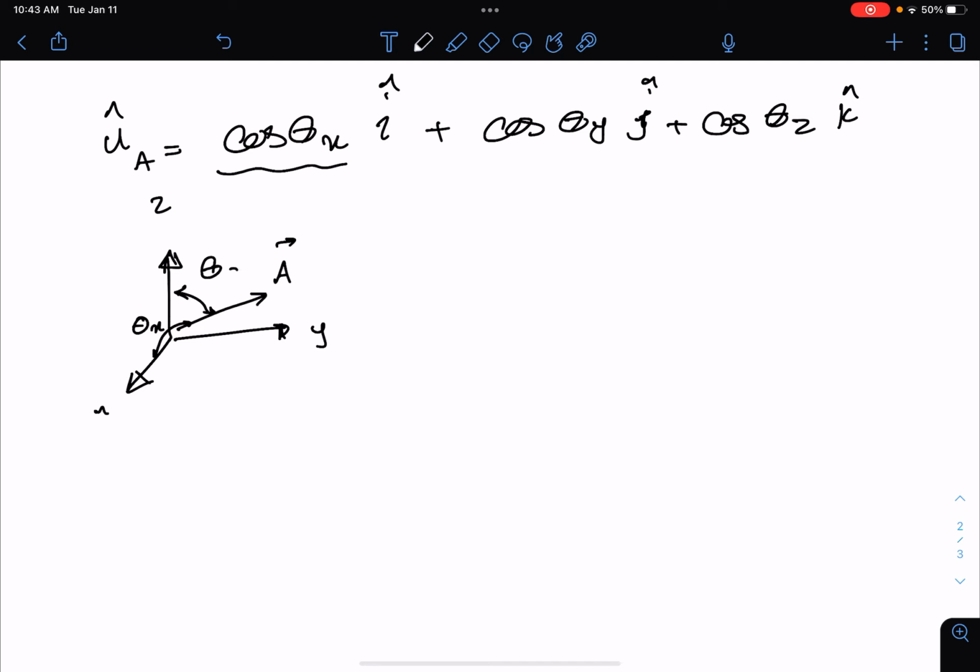Why is that the case? Is there anyone who can tell me why that is the case?